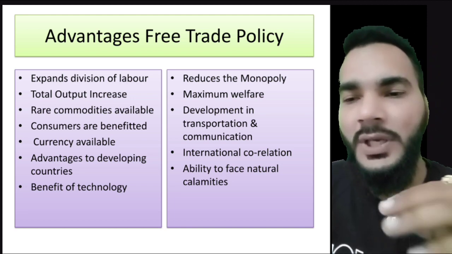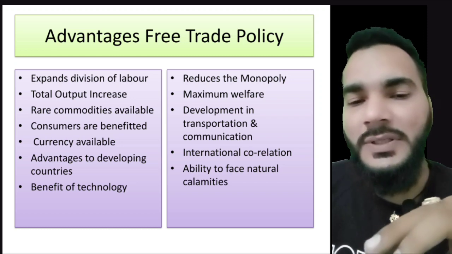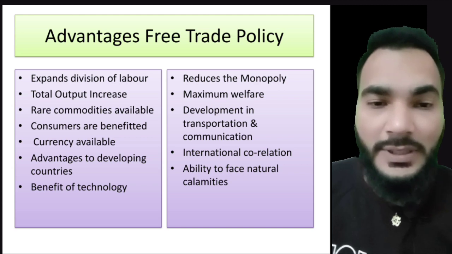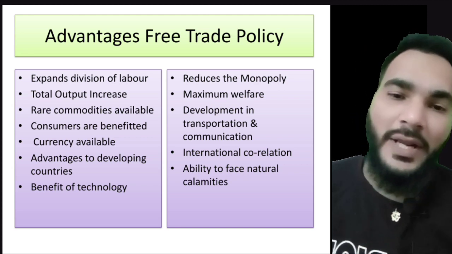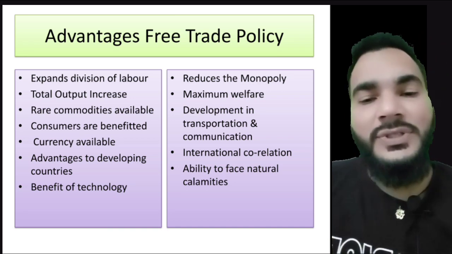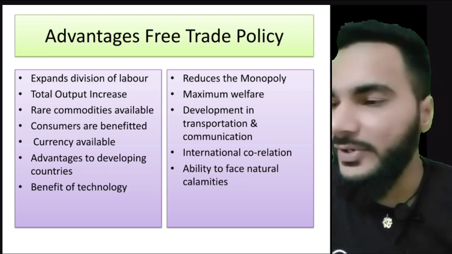In the same way, when we talk about free trade policy, in the same policy it is very easy to transfer the services to the other country. Like it's very easy that we can send our professionals to their country and their professionals also come to our country. So labor division expands and each and every country gets the benefit of this.